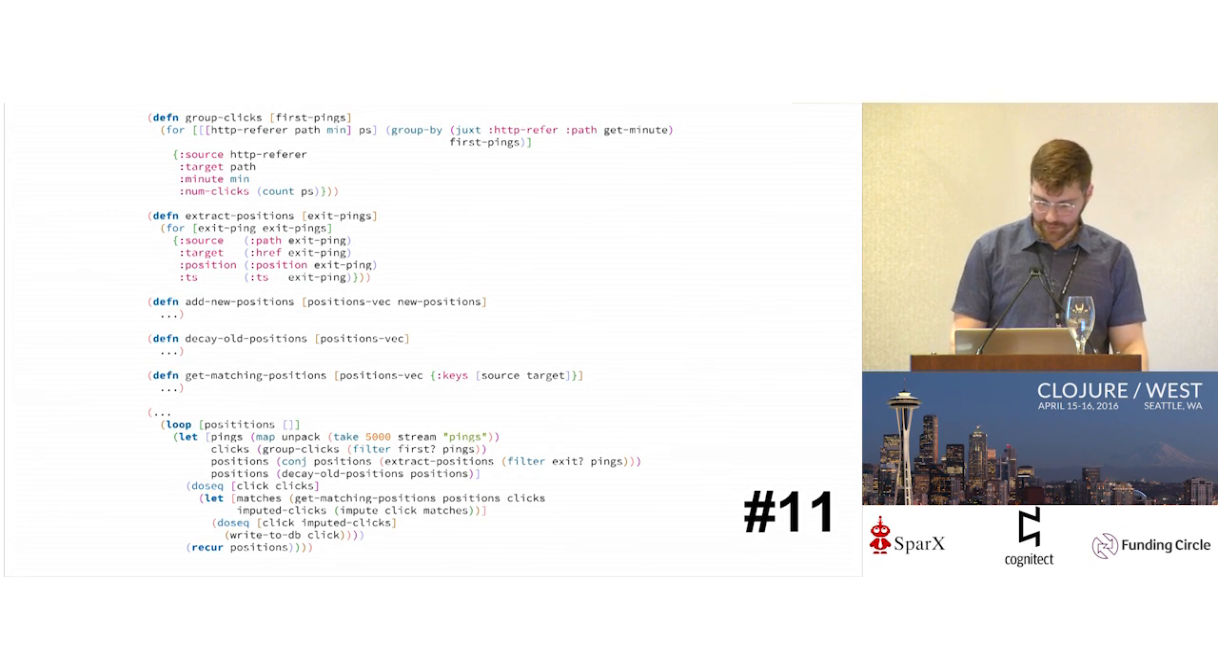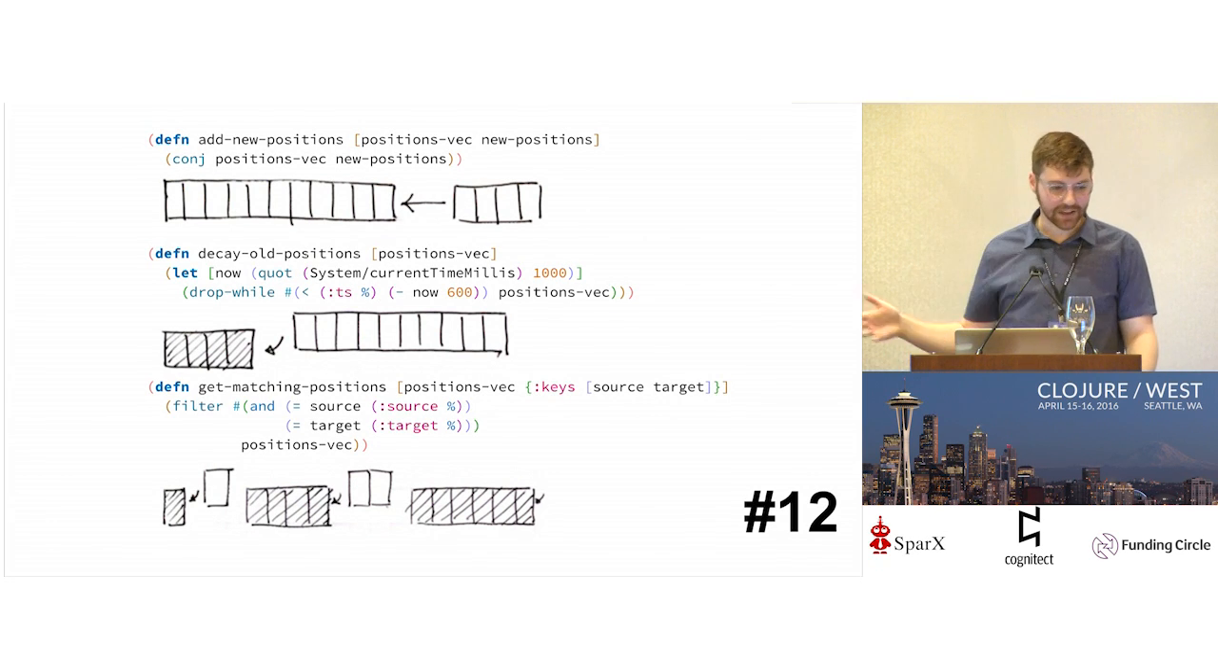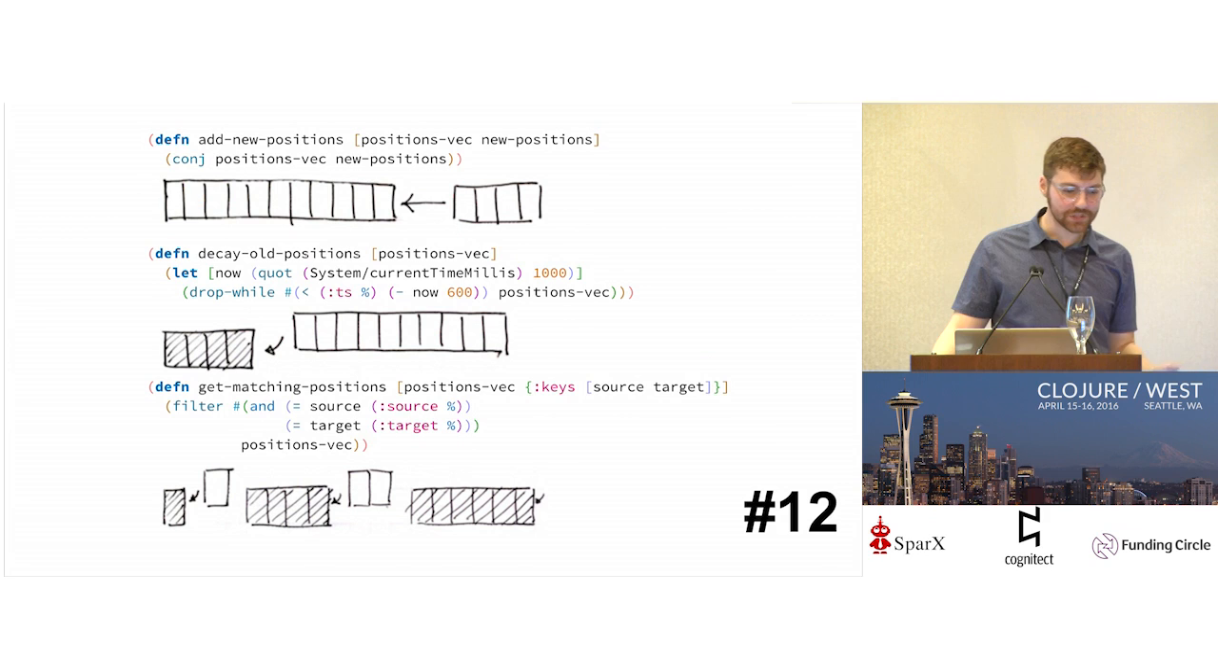Did that work? That did not work. There we go. So this is what those functions are going to look like with the vector. Adding new positions is just going to be conjuring those positions on. Decaying the old positions is just going to be a drop while. And pulling out the positions that match is just going to be a filter.